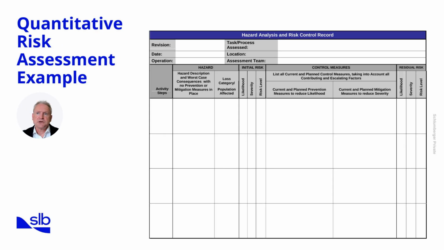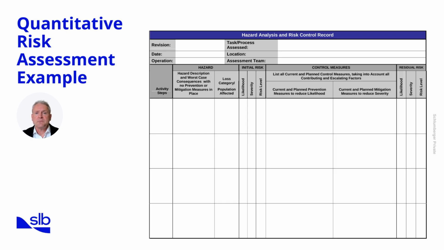This illustration shows a HARC, Hazard Analysis and Risk Control Record, which is SLB's structured tool for assessing and documenting risk. Let's walk through it step by step from left to right. We begin with activity steps, where each phase of the operation is broken down. This ensures hazards are tied directly to specific tasks, rather than being assessed in isolation.